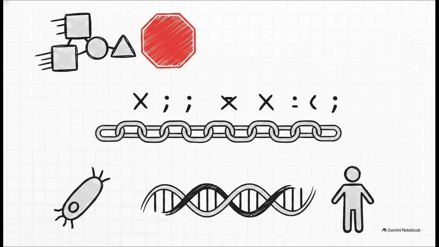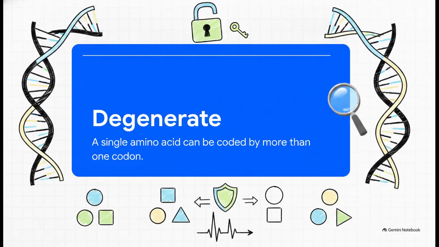And third, this code is nearly universal. The exact sequence coding for an amino acid in some microscopic bacterium is the exact same code being used inside your body right this second. Pretty amazing, right? Now, you'll often hear the code described as degenerate. Usually, that's not a great word, but in genetics, it's literally a lifesaver.